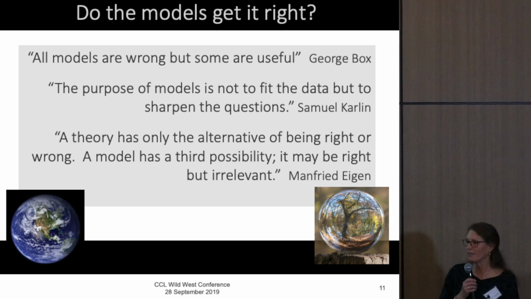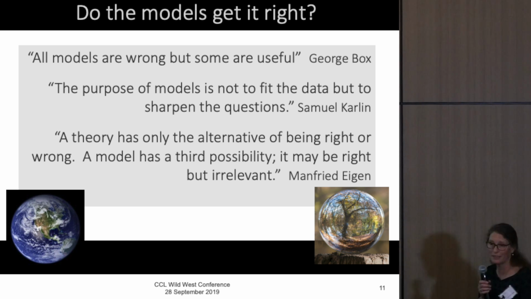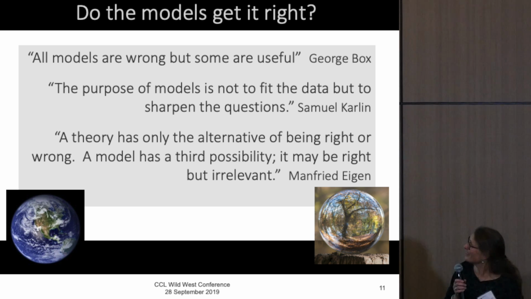But here are some quotes that I like to think about. The first one says, all models are wrong, but some are useful. The purpose of models is not to fit the data, but to sharpen the questions. We learn oftentimes more about what we don't know when things go wrong than when things go right. And then the last one is particularly interesting. It says a theory has only the alternative of being right or wrong, but a model has a third possibility. It may be right, but irrelevant. So we may be modeling something and we think we're getting it right, but we're missing the bigger picture.